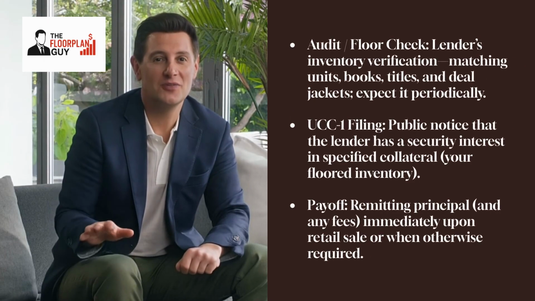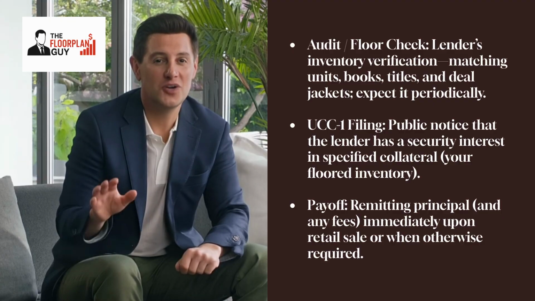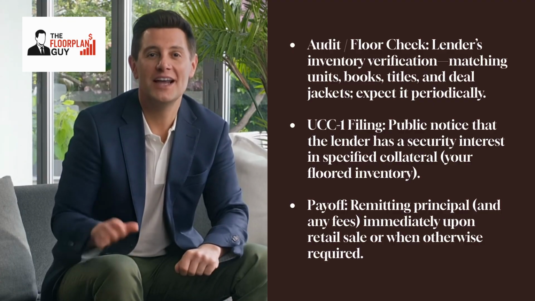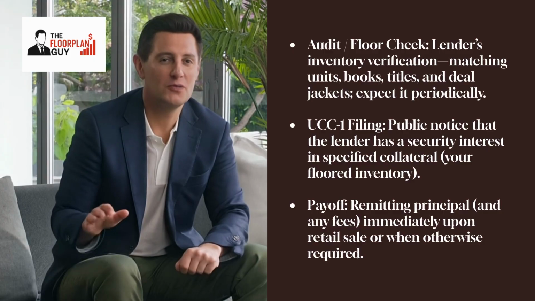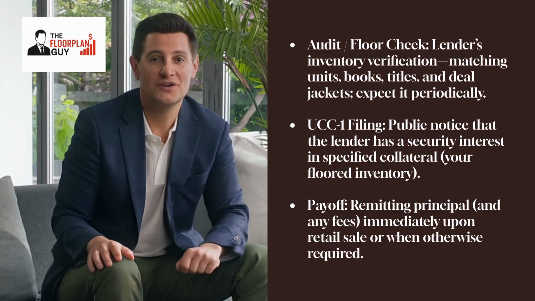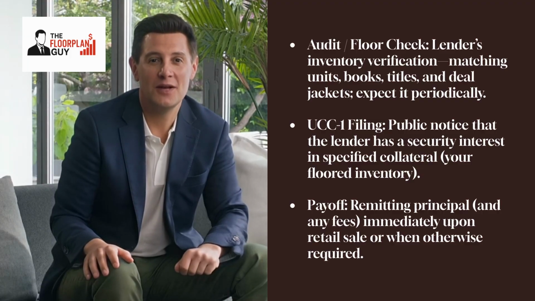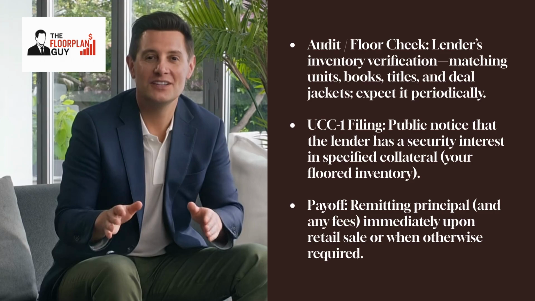Audit/floor check: lenders verify inventory, matching units, books, titles, and deal jackets, expected periodically. UCC1 filing: public notice that the lender has a security interest in specified collateral, your floored inventory. Payoff: remitting principal and any fees immediately upon retail sale or when otherwise required.